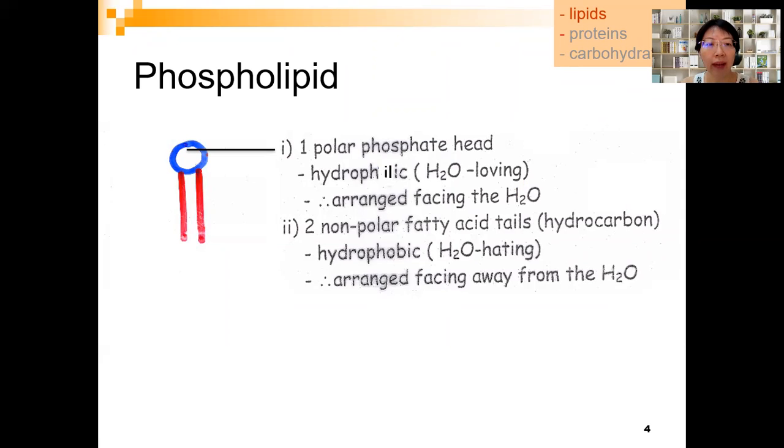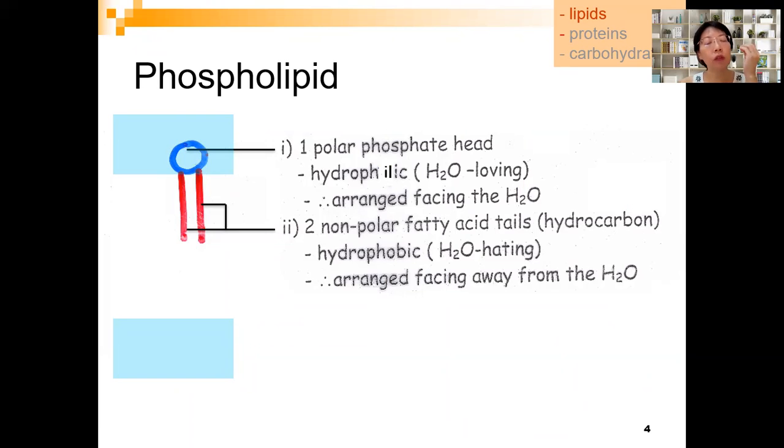Then there are two red color lines here, which represent the two non-polar fatty acid tails. Because they are hydrocarbon, carbon with hydrogen attached to it, they are hydrophobic, meaning water hating. Phobia means they don't like. So in water, they definitely try to avoid the water. They try to face away from the water as much as possible.